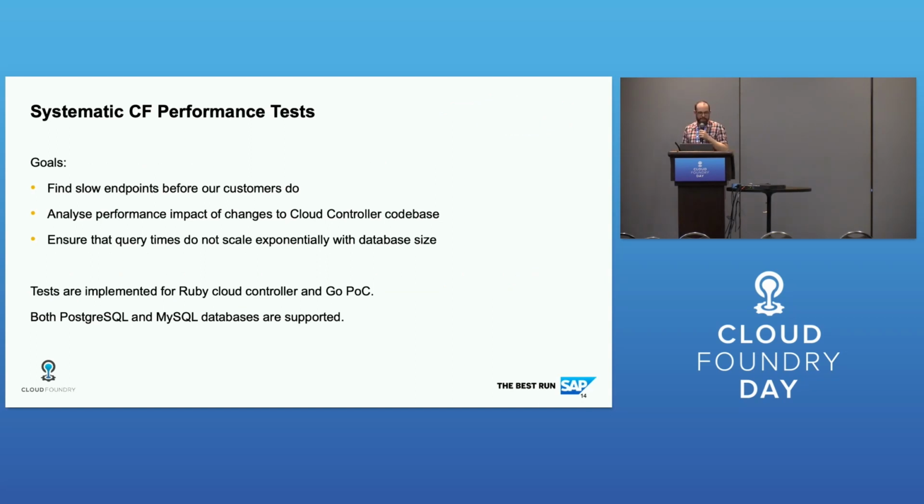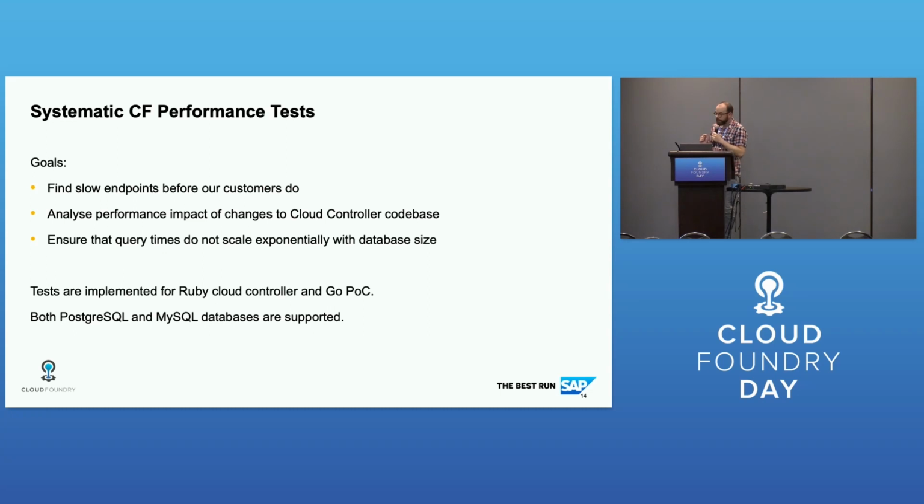Another project was the systematic CF performance tests. Our goal was to find slow endpoints in the cloud controller before our customers do. We also wanted a way to analyze the performance impact of changes to the cloud controller code base. And we wanted to ensure that queries do not scale exponentially with the database size. So that's why we wanted to create a systematic approach for CF performance tests.